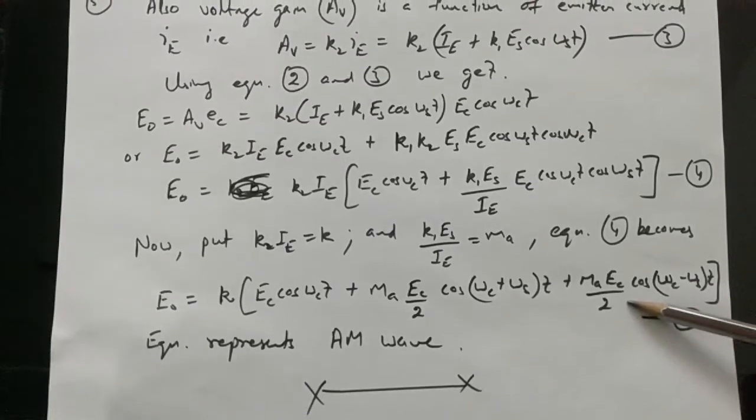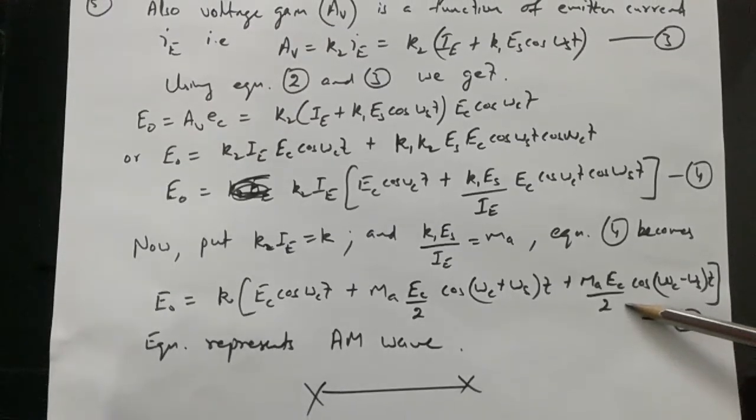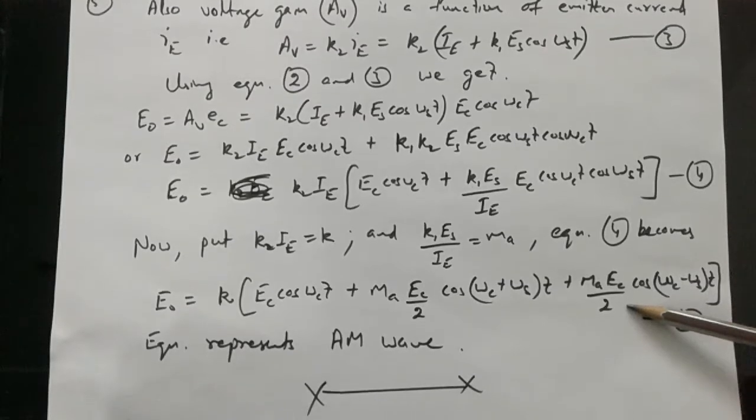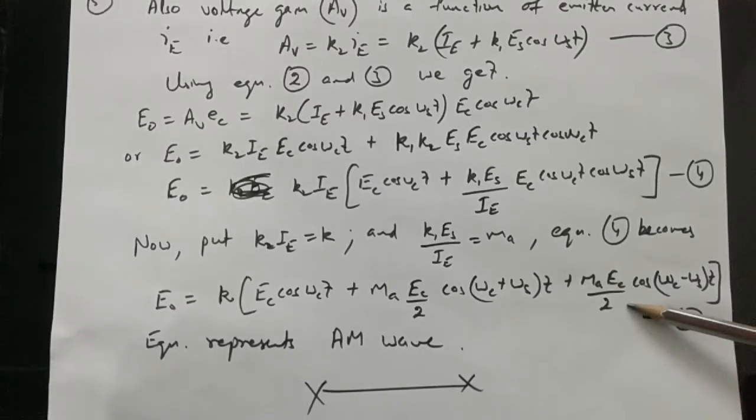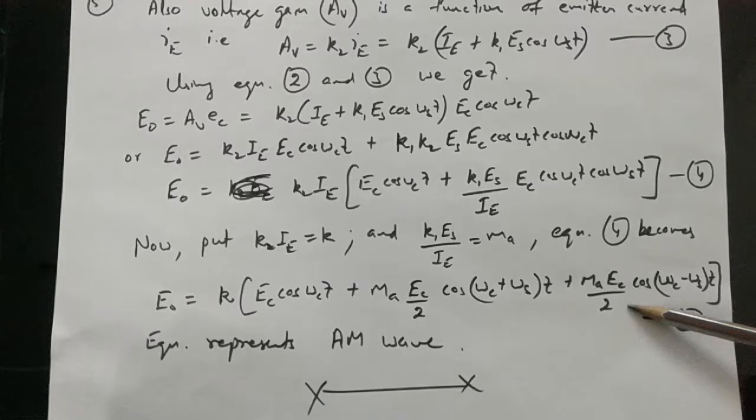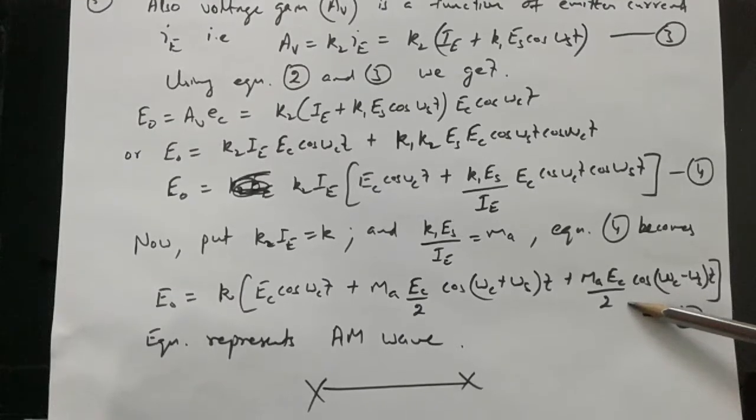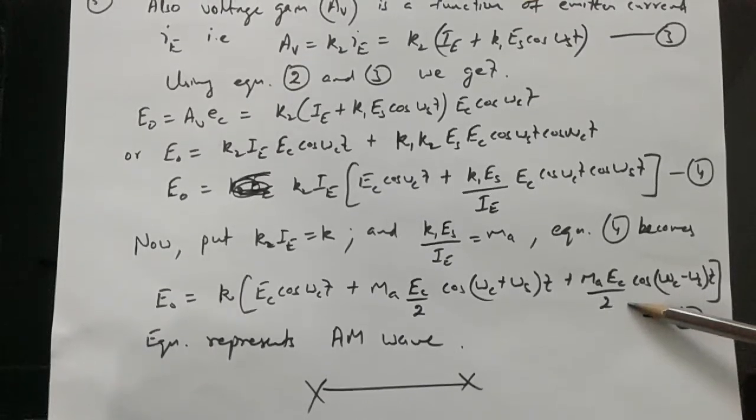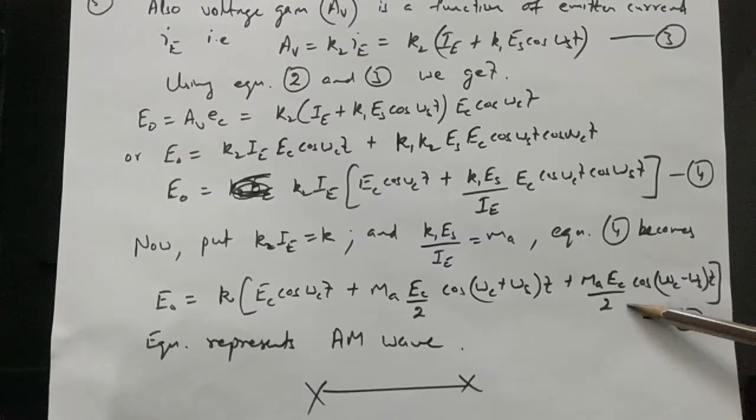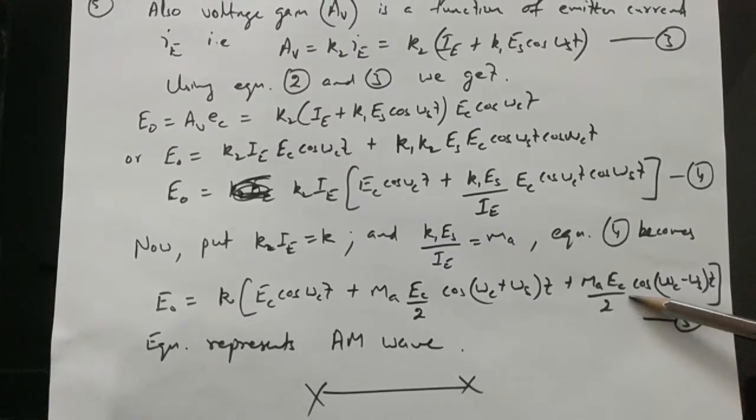So here we practically found how we can modulate a given audio signal, or rather how we do amplitude modulation with the help of an electronic circuit.